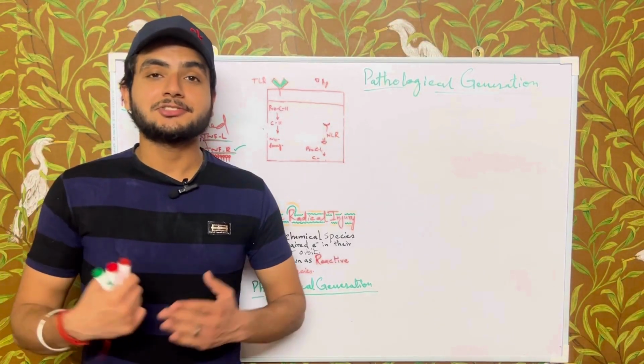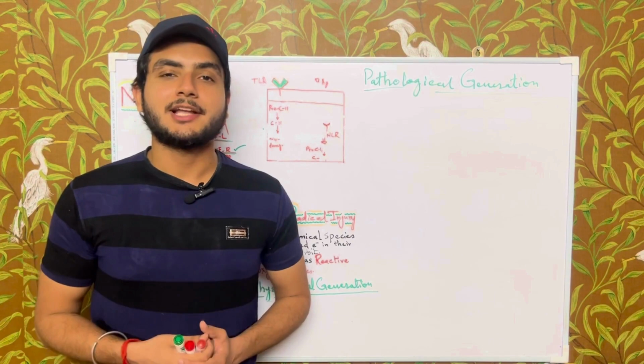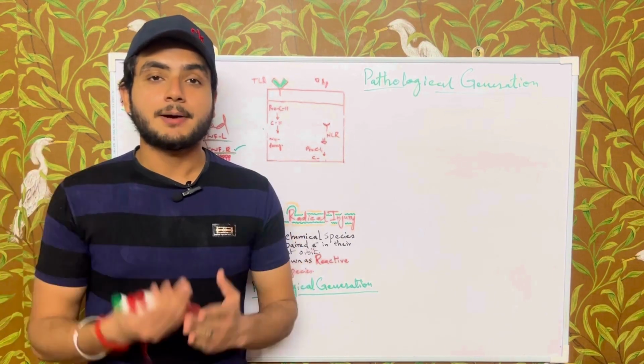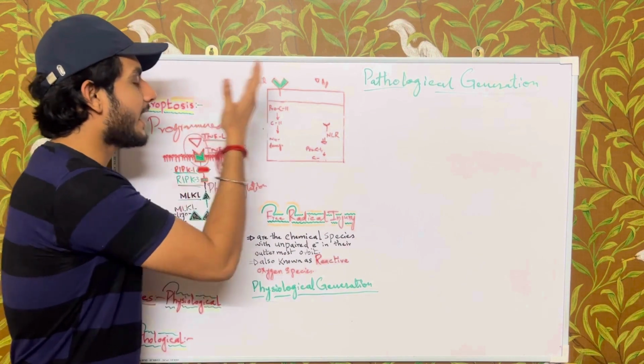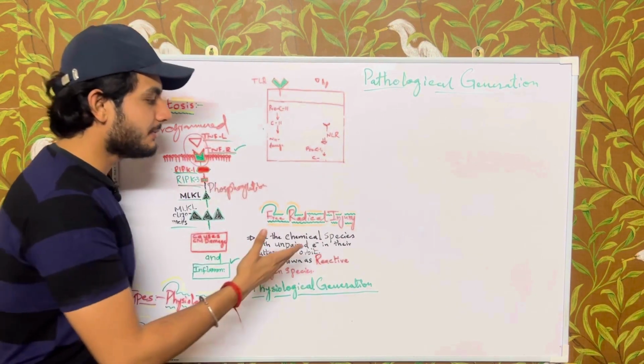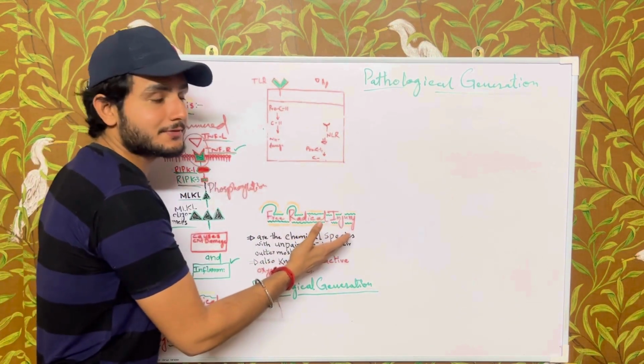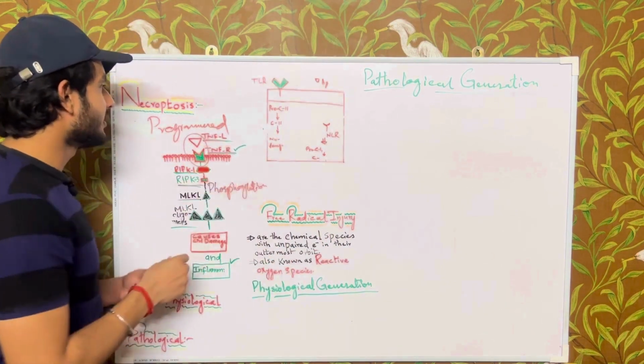Welcome to this educational video on various forms of cell death except for apoptosis and necrosis, which includes necroptosis and pyroptosis. There will be a discussion on free radical injury as well. So let's dive into the lecture.